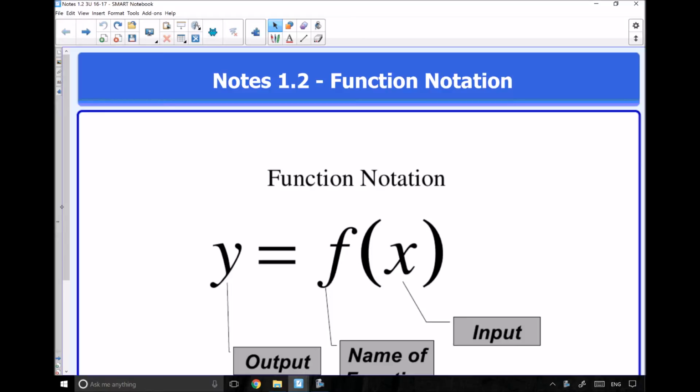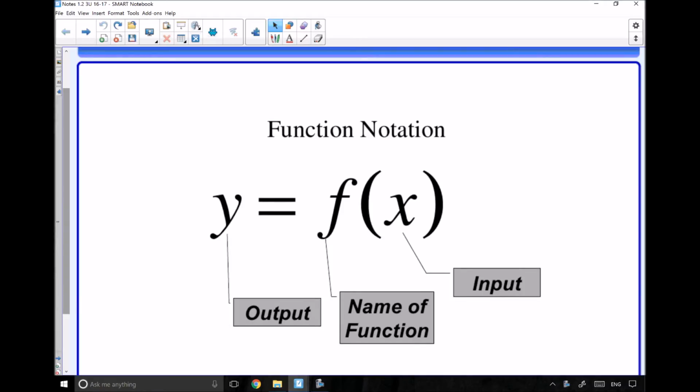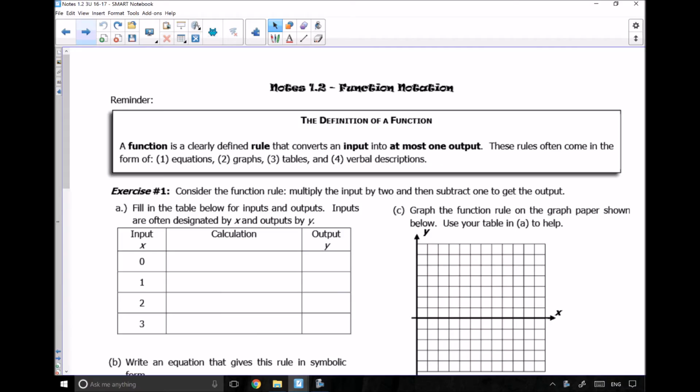If you notice right here, here's an example of what function notation is, and we're going to talk about this in a minute. But before we do that, let's do a quick reminder of what a function is. Remember, a function is a clearly defined rule that converts an input into at most one output. Each input is only allowed to have one output. These rules often come in the form of an equation, a graph, a table, or a verbal description.